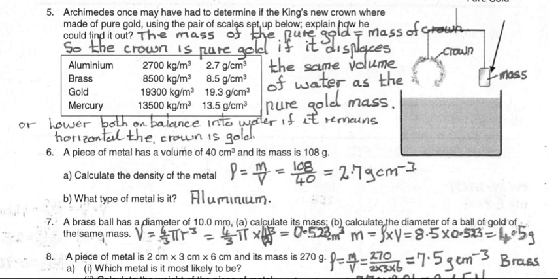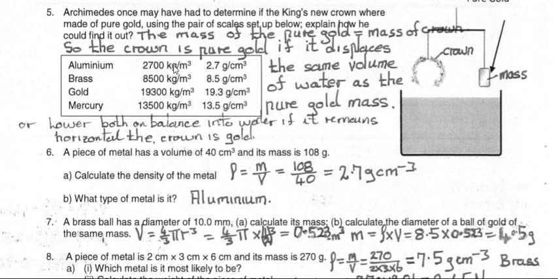Question 6. A piece of metal has a volume of 40 centimetre cubed and its mass is 108 grams. Calculate the density of the metal. Density is mass divided by volume. 108 grams divided by 40 centimetre cubed gives 2.7 grams per centimetre cubed. So what type of metal would that be? Well, look at the table and compare it, and it's the same as the density of aluminium, 2.7 grams per centimetre cubed.